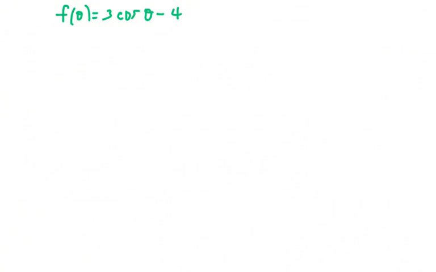So f of theta is equal to 3 cos theta minus 4 sin theta. And we found out from the previous part that that is equal to R, which is 5 cos of theta plus alpha, where alpha worked out to be 0.927. So the question asks us to find the maximum value of f of theta.